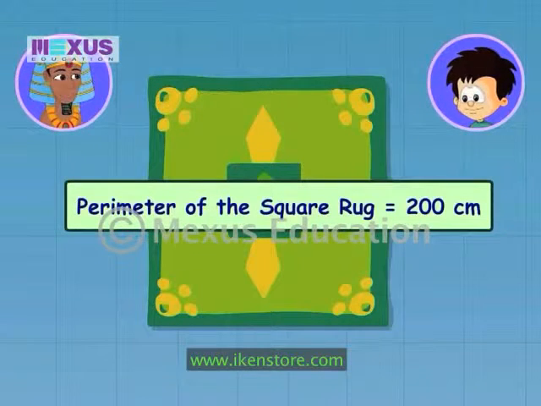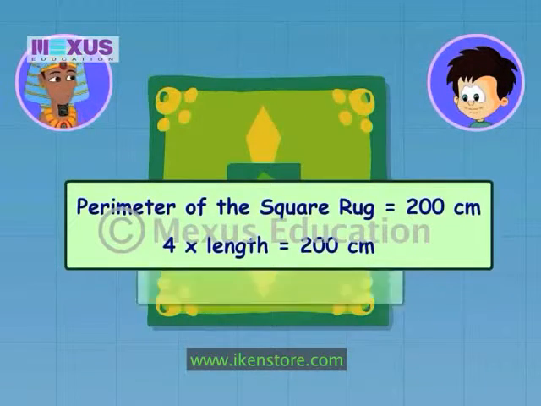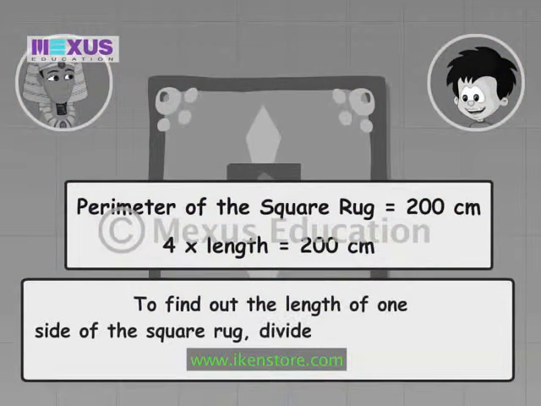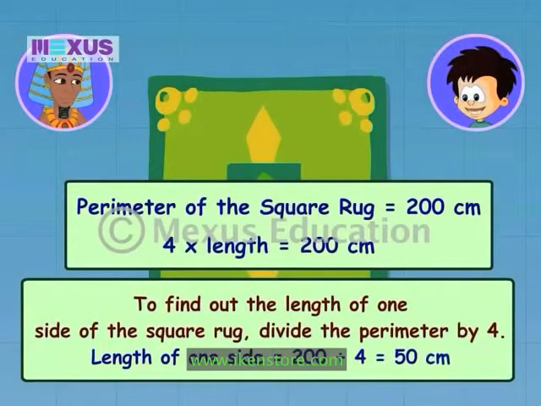Yes, go on. So if the perimeter of this rug is 200 centimeters, that means that the length of the side of the rug multiplied by 4 is 200 centimeters. Go on. So to find out the length of one side of the rug, we should divide the perimeter by 4. The length is 200 divided by 4. That is 50 centimeters.